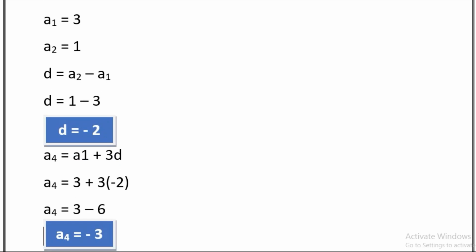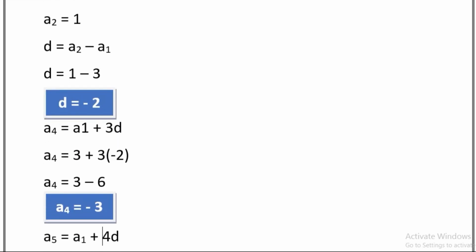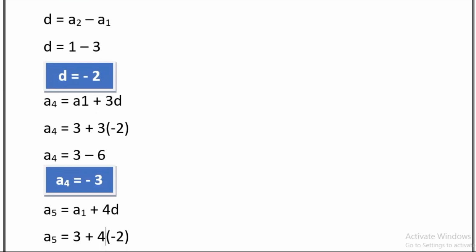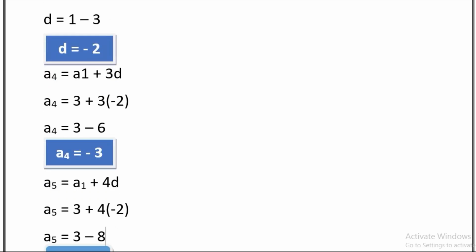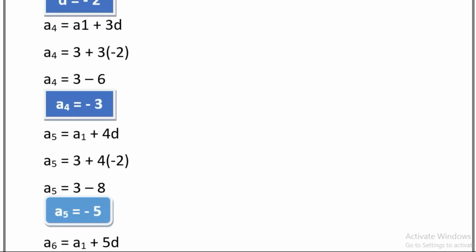Next the fifth term can be written in the form of a1 + 4d. By putting the values, a1 is 3 plus 4 into d, where d is equal to -2. 4 times -2 is -8, so 3 - 8 is equal to -5. The fifth term, that is a5, is equal to -5.